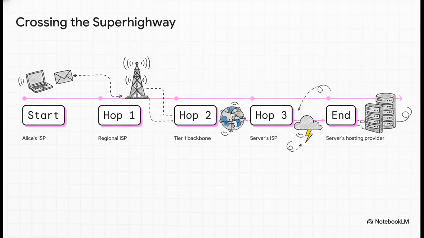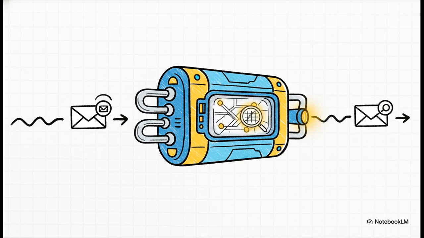And this just shows you the sheer scale of the trip. The packet doesn't go straight to the server. No way. It hops from your internet service provider to a bigger regional one. Then it jumps onto a massive Tier 1 backbone that carries traffic across countries and continents before it finally hops down to the server's own ISP and its hosting provider. It's a huge deal.